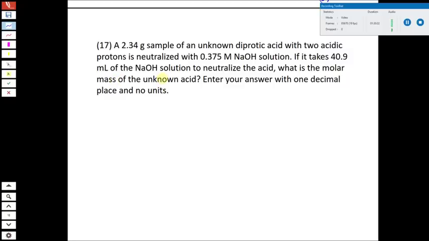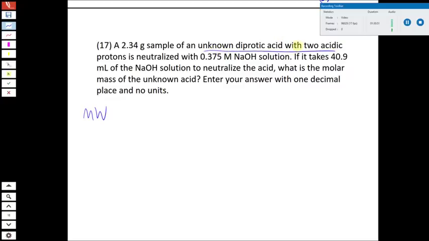So this is a titration problem. We're taking 2 solutions and mixing them together. We know the volume and molarity of one of the solutions. The other component we don't know something about. We're trying to find it out. So it's helpful to write what we're looking for, because again, that zeroes us in on what information we need. So we're looking for the molar mass of our unknown diprotic acid.